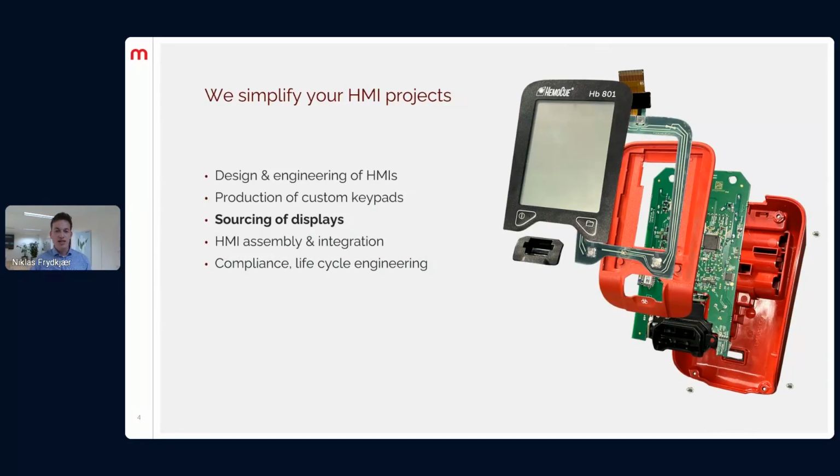As we see it, our task is to simplify both the development and production of your HMI solutions. When we are part of this process, we take responsibility for the entire tolerance chain, where we'll take care of the physical and technical integration between the display, the keypad, potentially also a touch functionality, and other mechanical considerations regarding the assembly. As our focus is on integrating different components mechanically, you can focus on preparing the graphical user interface and other software. When the product is finalized, we'll also assist with compliance and lifecycle engineering. Now, let's look into the sourcing of displays.